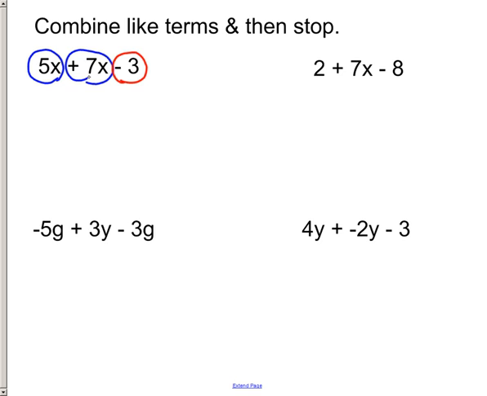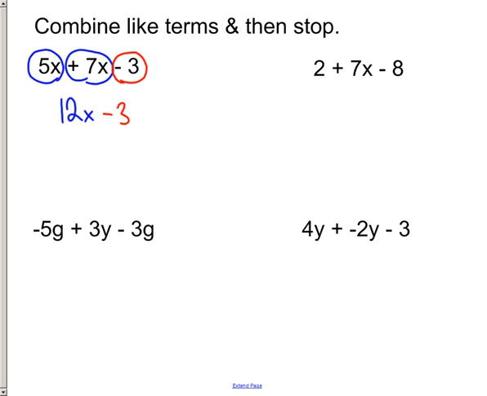Let's combine. 5x plus 7x is 12x. So it's basically you add the coefficients and then you just make sure it's got the x on there. Now I cannot go through and say 12 minus 3. I can't say it's 9x. I can't say it's 9 because there's no x on this 3. So this is as far as we go. We've combined all the like terms that we can.